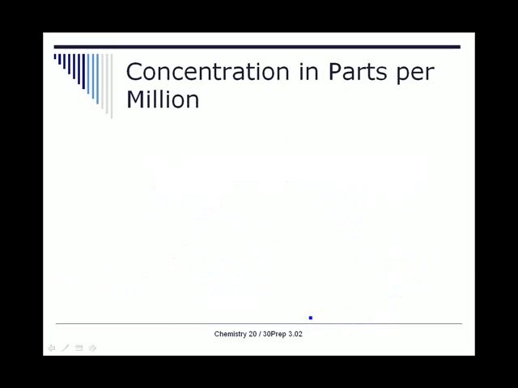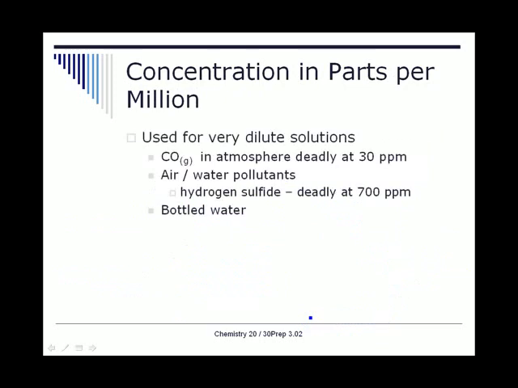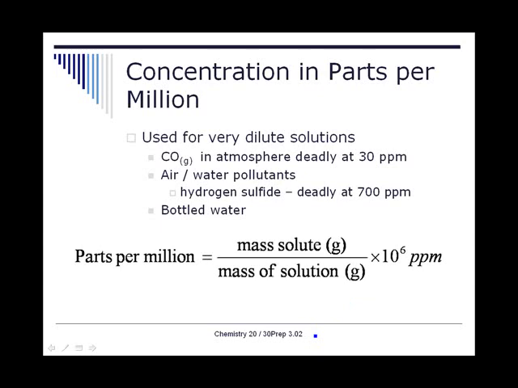So the other way we can calculate concentration is by parts per million. It's used for very dilute solutions, concentration of carbon monoxide in air, concentration of hydrogen sulfide in air. It's also used if you take a look at your bottled water, when they show you the dissolved minerals, they're usually in parts per million or parts per billion.